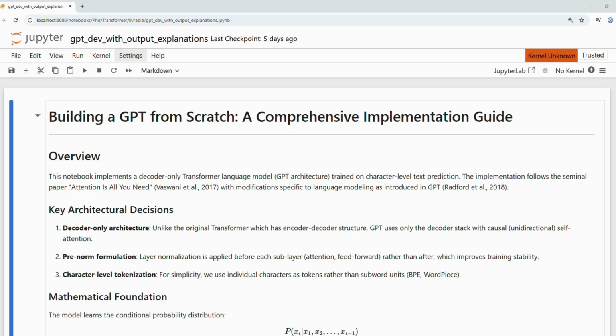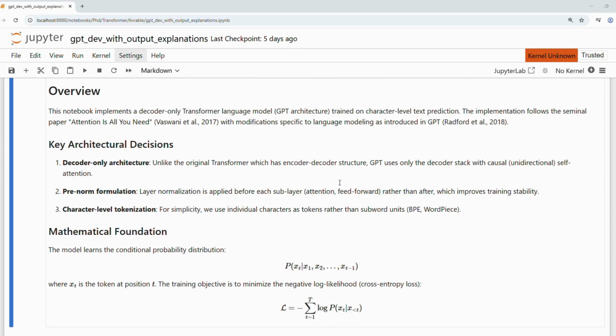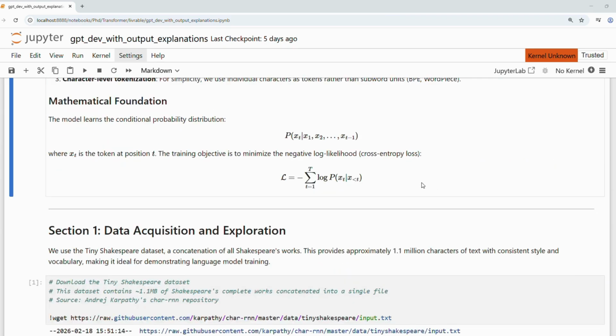This implementation follows the foundational ideas from the Attention is All You Need paper by Vaswani and colleagues, combined with the decoder-only architecture introduced in the original GPT paper by Radford and colleagues at OpenAI. By the end of this notebook, you will understand, at a deep mathematical level, how self-attention works, how transformer blocks are composed, and how a language model learns to predict the next token in a sequence. Let's get started. Every language model begins with data.